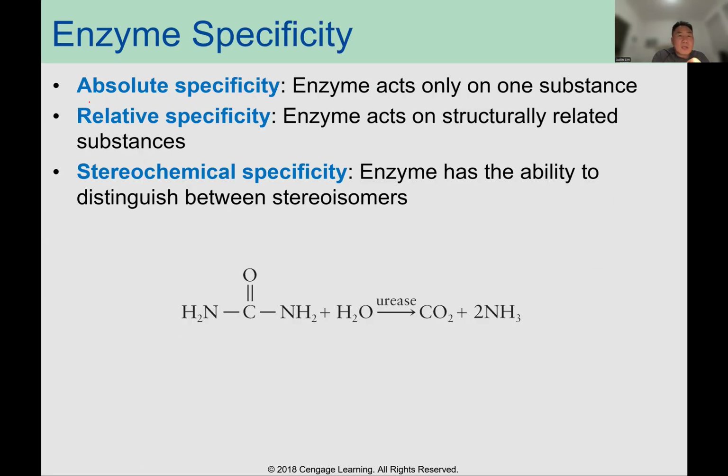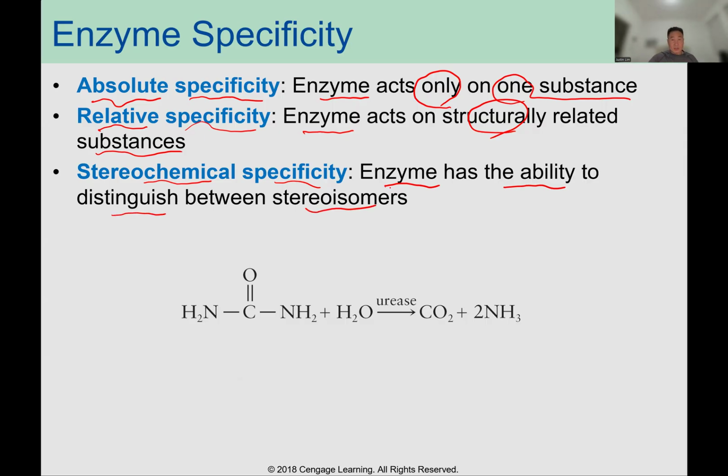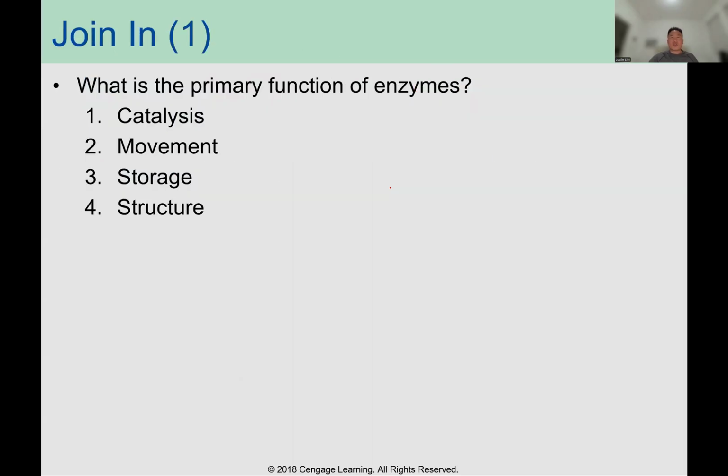You can see absolute specificity: the enzyme acts only on one substance. Relative specificity: the enzyme acts on structurally related substances. Stereochemical specificity: the enzyme has the ability to distinguish between stereoisomers. What is the primary function of enzymes? That's a catalyst.